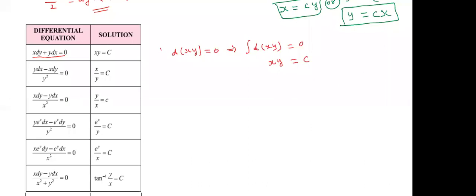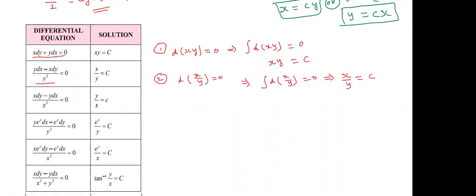This is the first one. Now go to the second one. This is y dx minus x dy divided by y square. That means the derivative of x by y. Apply the UV rule, the u by v rule, and you will get this. So apply integration on both sides. Integration of the derivative of x by y is equal to 0. Derivative and integration cancel. You will get the solution of the differential equation like this: x by y is equal to c.